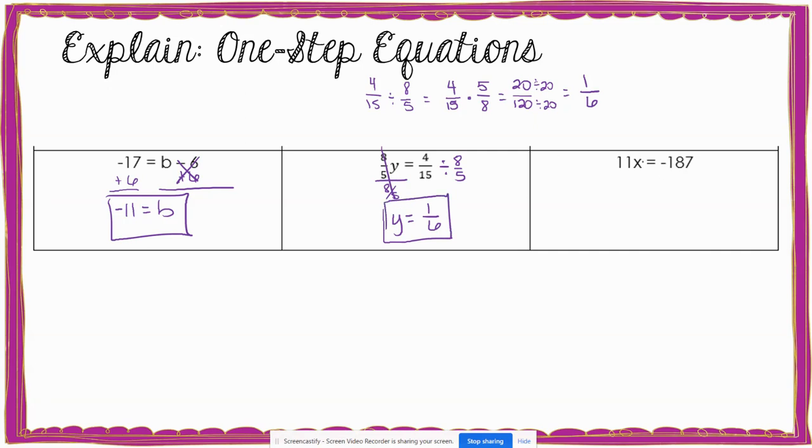The last one is 11x equals -187. Well, to get x by itself, I would need to divide by 11 on both sides. These would cancel to leave me with x equals, well, -187 divided by +11 is -17.